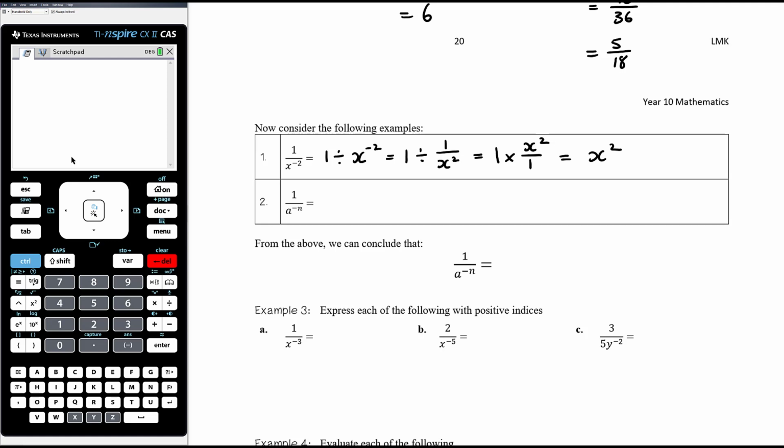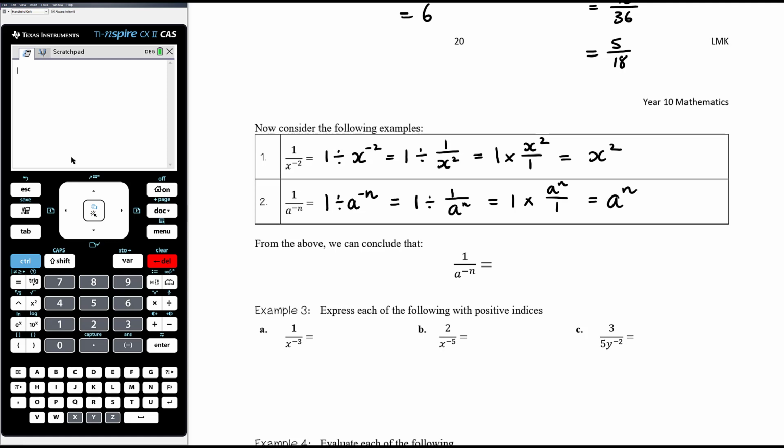We can do that for a to the negative n as well. It's exactly the same process. 1 divided by a to the power of negative n. Well, a to the power of negative n means 1 over a to the power of positive n. And dividing by a fraction, we multiply by the reciprocal of that fraction. And so we just have 1 times a to the n over 1. A to the n over 1 is just a to the n. 1 times a to the n is just a to the n.